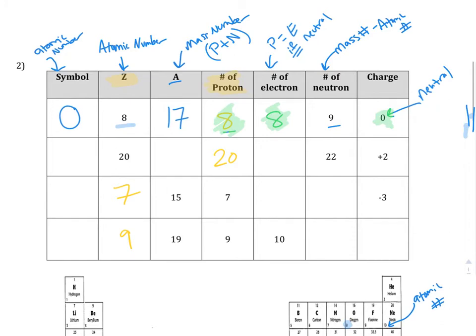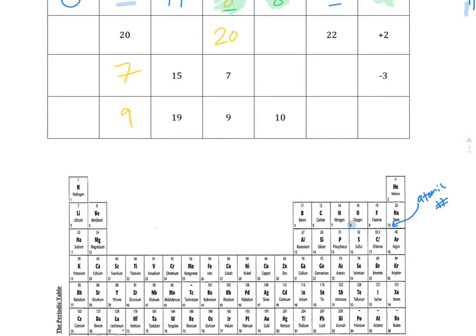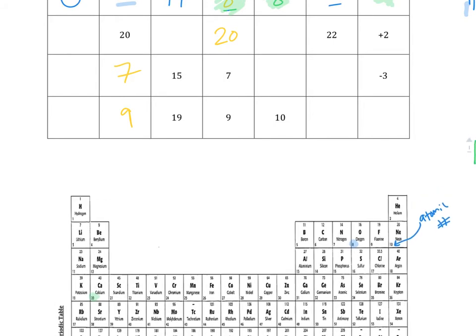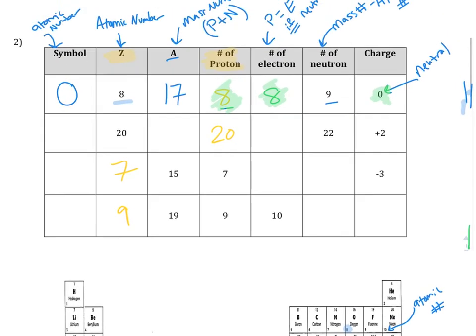All right, let's move on to the next one. 20. I want to go down, I want to see 20 is which element, okay? I'm going to scroll down here. I'm going to look for 20. There it is. Do you see 20? Here it is. Which element has atomic number 20? It is Ca. Ca is calcium. I'm having trouble scrolling. Okay, so I'm going to put here Ca, it's calcium.